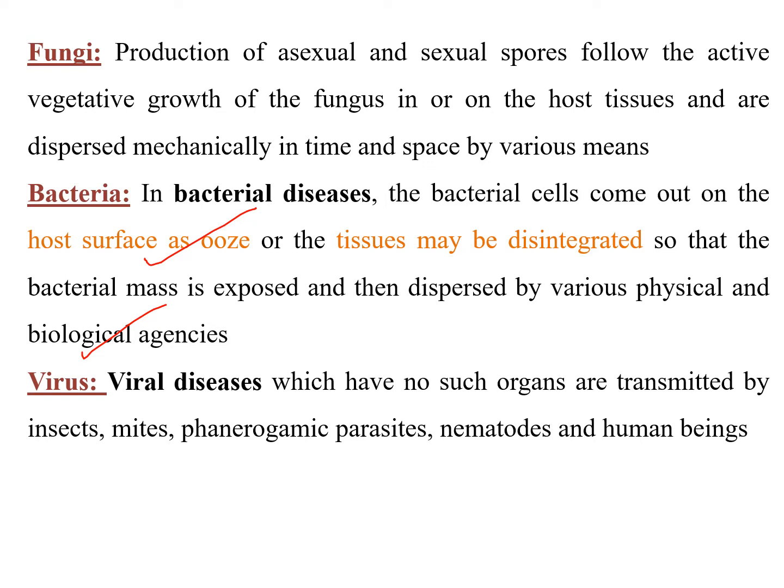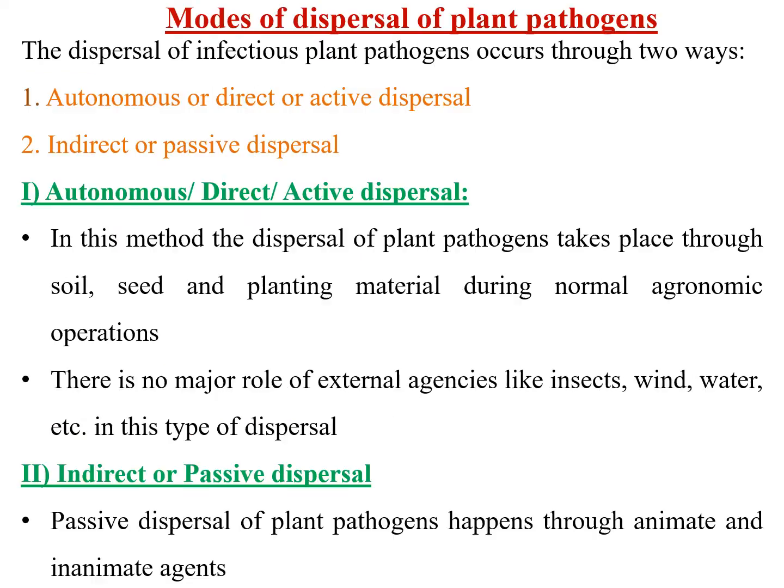In virus diseases, there are no resting spores like asexual and sexual spores. So viruses have to be transmitted by insects or mites or phanerogamic parasites, nematodes and human beings. So fungi, bacteria and viruses, all these organisms can be transmitted or dispersed in different ways.